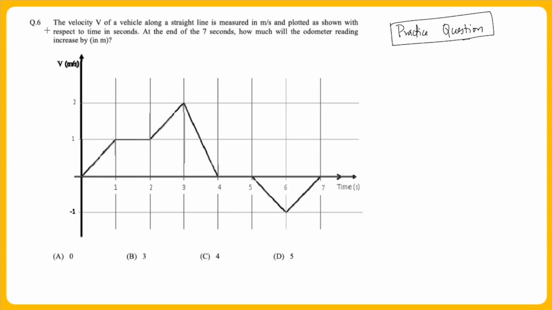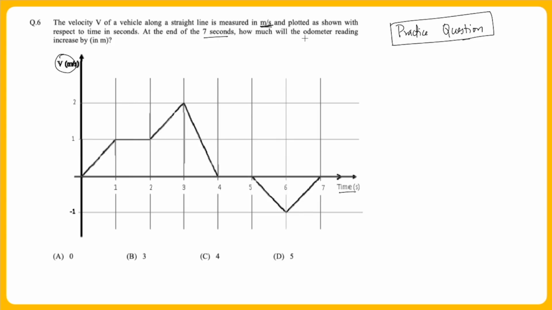What does the question say? It says that the velocity v of a vehicle along a straight line is measured in meter per second and plotted as shown with respect to the time in seconds. So on the y-axis you have velocity, on the x-axis you have time in seconds. At the end of 7 seconds, how much will the odometer reading increase by?